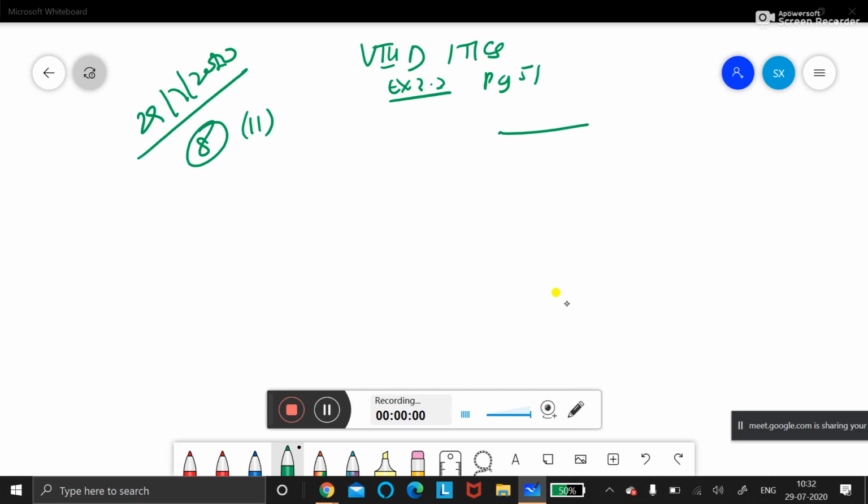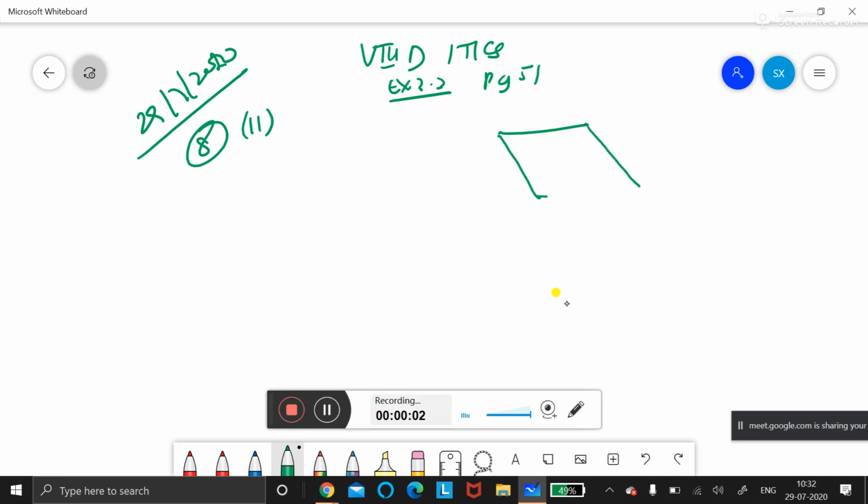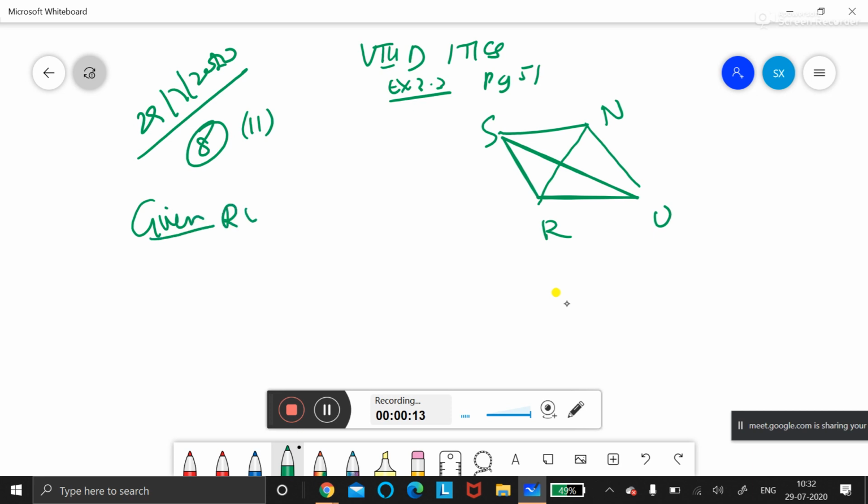So we have a parallelogram given. Okay, we have a parallelogram given, RUNS. It's given a parallelogram, and then diagonals bisect. It's given. So given, you should write RUNS is a parallelogram.